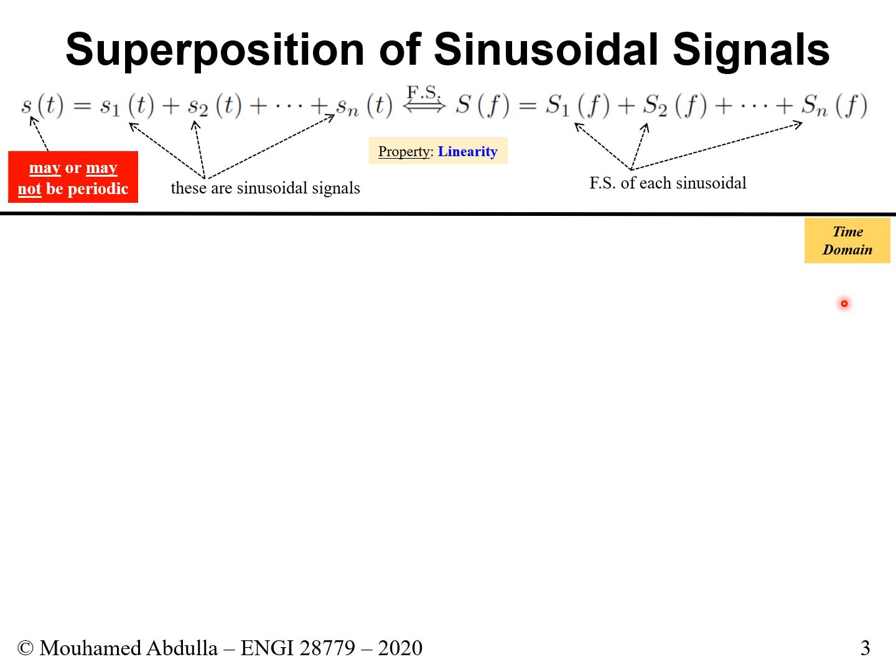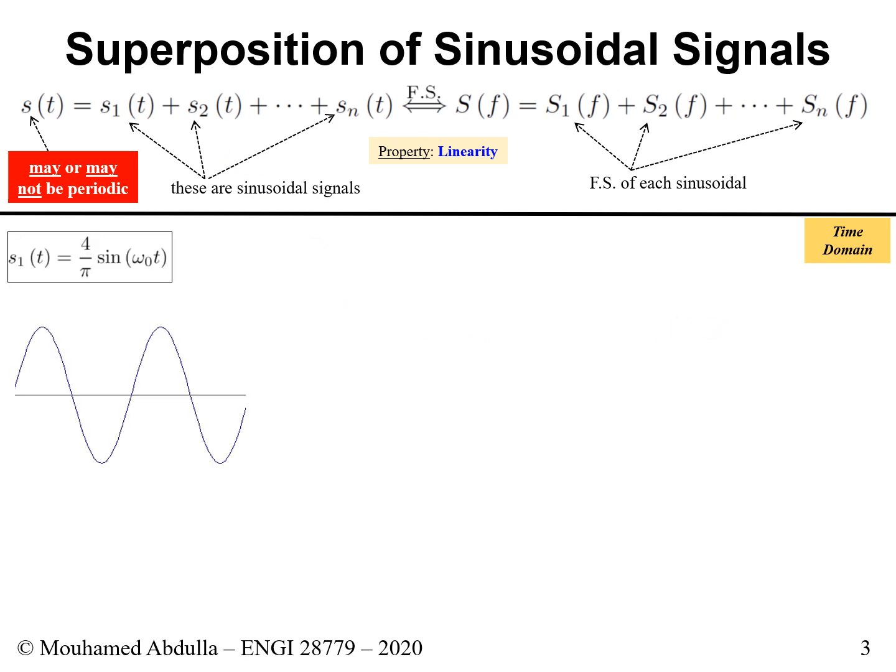So let's say we have two signals, just S1 and S2. Let's add them and see what result we get. So say we have this signal here. It's a sinusoidal, so it looks like a sine wave. It is characterized by this equation. We know that this is 4 over pi. This is simply the amplitude of it. We'll see it in a second. And we know that it has a radial frequency of omega naught.